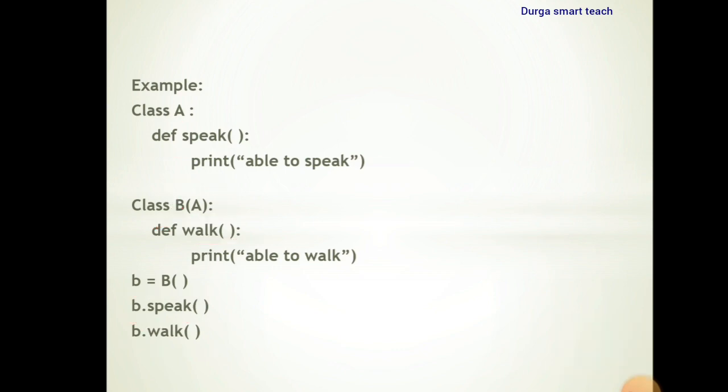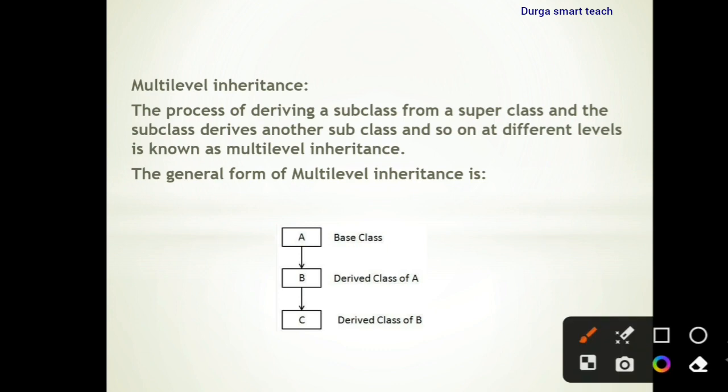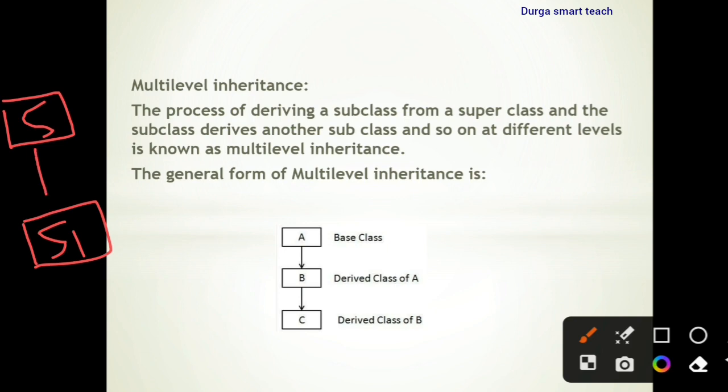The next one is multi-level inheritance. Multi-level inheritance is nothing but, first, it contains one superclass. Next I am deriving a subclass from the superclass. This is known as single level inheritance, right? So here it contains a superclass and a subclass.